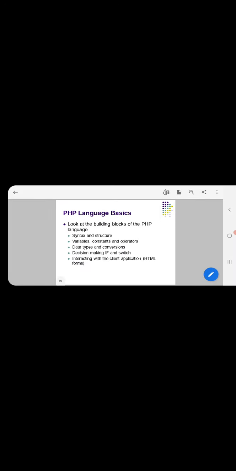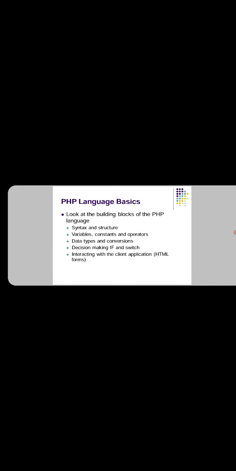So next is PHP language basics. PHP is a scripting language and contains some programming parts. Many programming features are also available, like variables, data types, programming loops, conditions, and others. So what are the building blocks of the PHP language? Syntax and structure, variables, constants and operators, data types and conversions, decision making with if and switch, and interacting with the client application using HTML forms. We will discuss all these things.